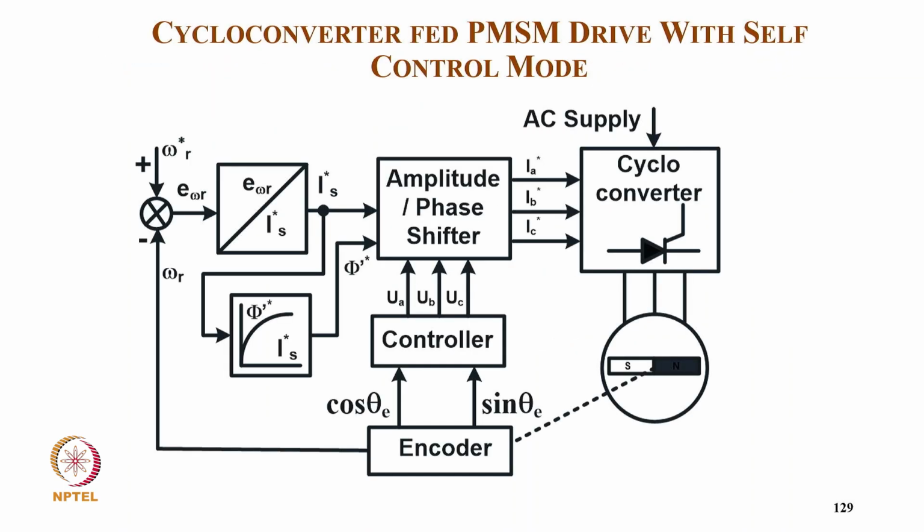Now this is typically a cycloconverter fed synchronous motor with self control. So we have a reference speed, we have a feedback speed from the encoder, and this speed error, amplified, gives the magnitude of the stator current, and this stator current decides typically the flux. So from flux and current, and of course from the encoder we get cos theta, sin theta, and we get the templates UA, UB, UC for deciding the three-phase currents IA, IB, IC, and then it is given to the current control of the cycloconverter.